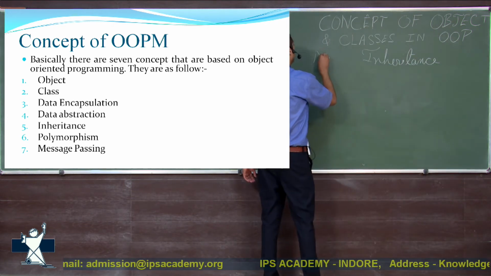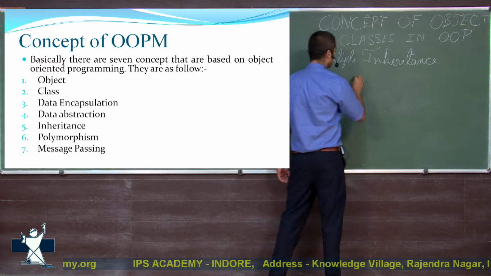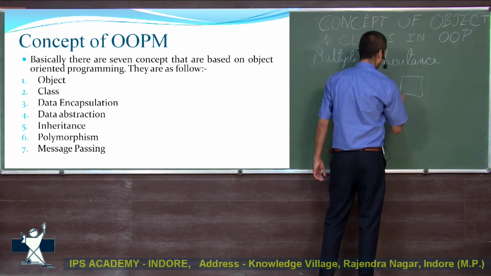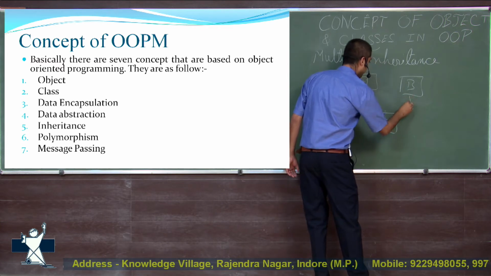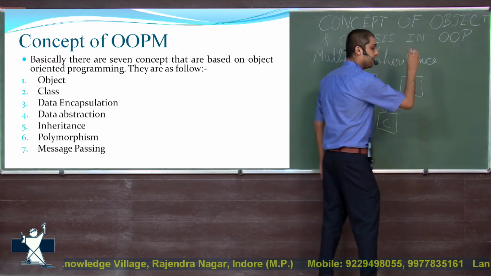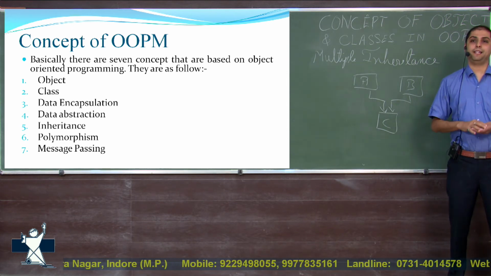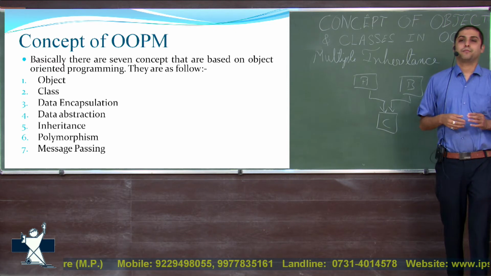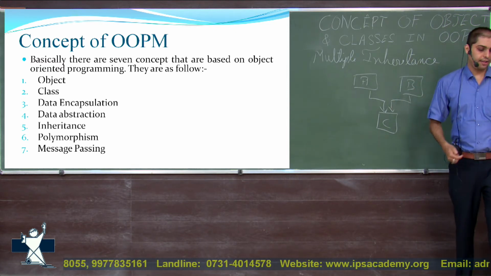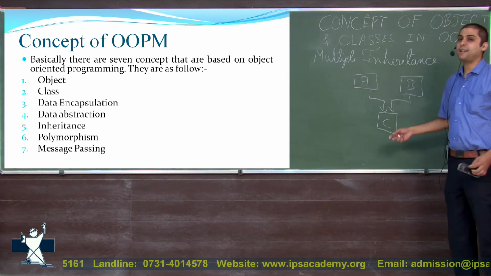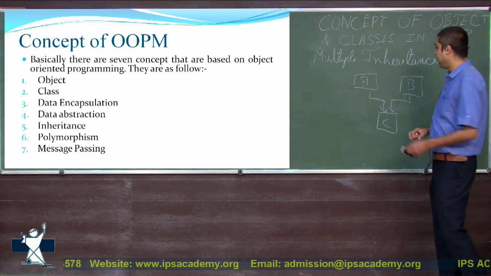Second one is multiple inheritance. This is the example of multiple inheritance, in which we have more than one base class, and more than one base class is deriving a single derived class. So a derived class can have more than one base class. Then it is an example of multiple inheritance.